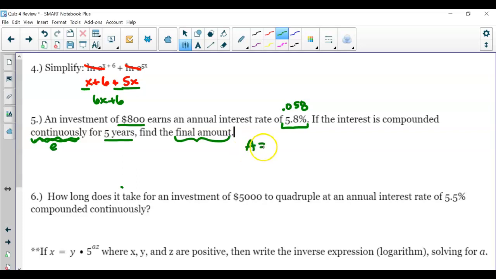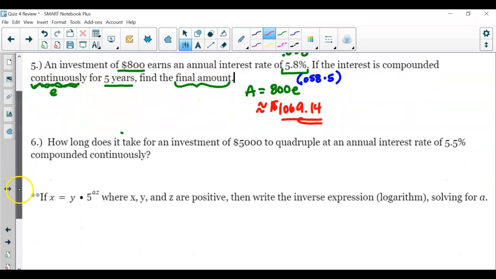So A is equal to, remember, since we're compounding continuously, 800 times, we're not using parentheses and 1 plus like with our compounding, we're doing 800 times our function e. So e to the 0.058 times 5 is your exponent, the rate times time. And now you can put all of that in the calculator. And so once you put this in the calculator, you should get that the final amount is approximately $1,069.14.